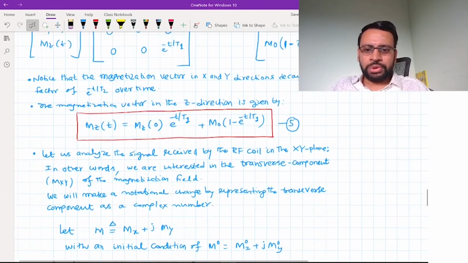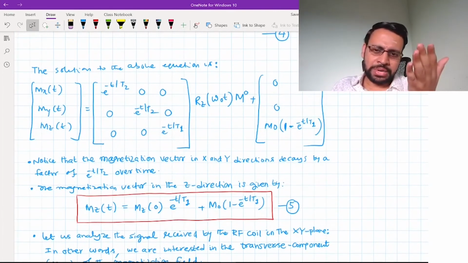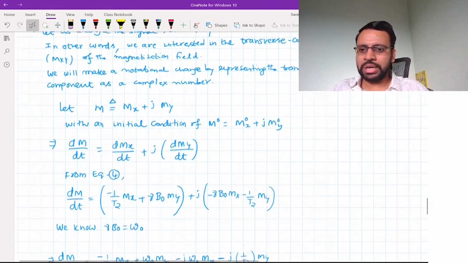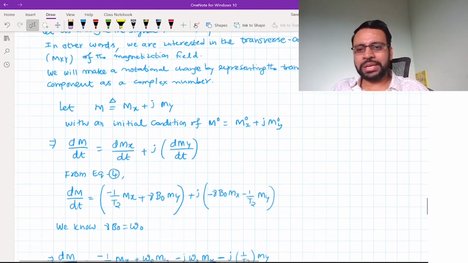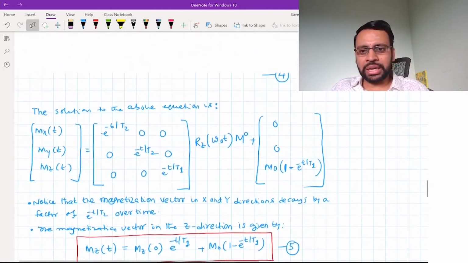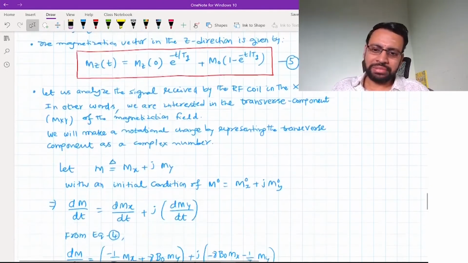Then if you look at the solution in the xy plane, again for the same reasons that we discussed earlier, Mx of t is dependent on the other component there. So again you write it as a complex number, a combination of Mx and My. I'm just repeating the same steps: dM by dt equal to this. Now I'm again writing the expression for dMx by dt and dMy by dt and solving that out.